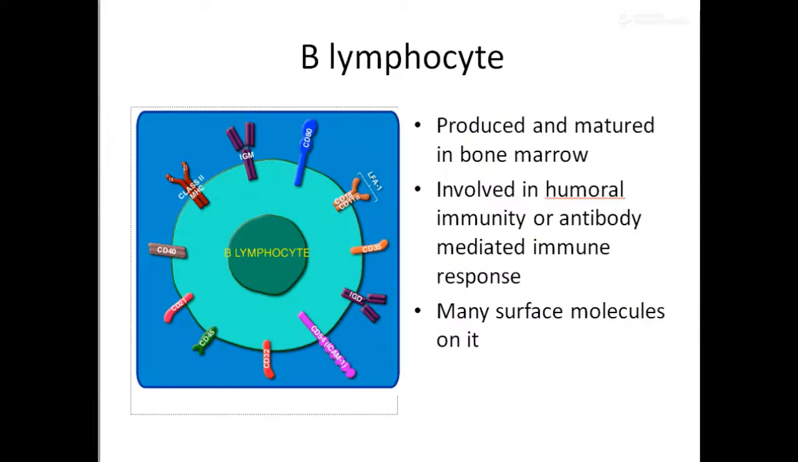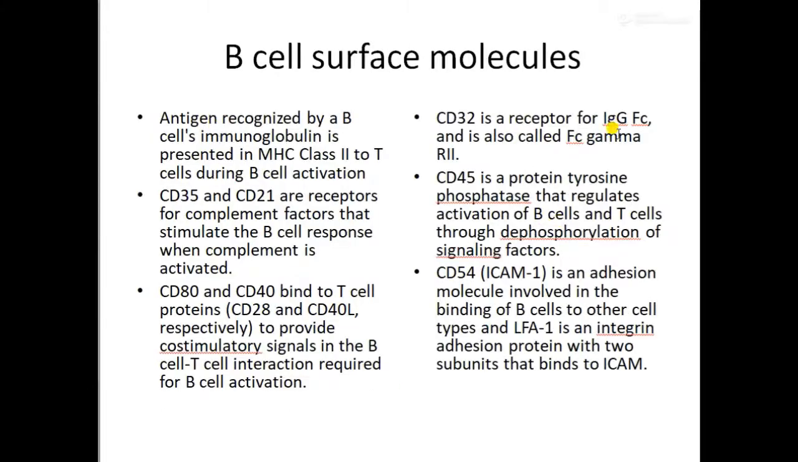Then CD32 is another receptor for immunoglobulin binding. This is CD32 here. You need not worry about all these receptors, but just make sure that there are lots of receptors attached to it. Then CD45 is a protein tyrosine phosphatase receptor. It regulates the activation of B cell and T cell activation. And then we have CD54, which is an adhesion molecule that helps the B cells to bind to other cell types.